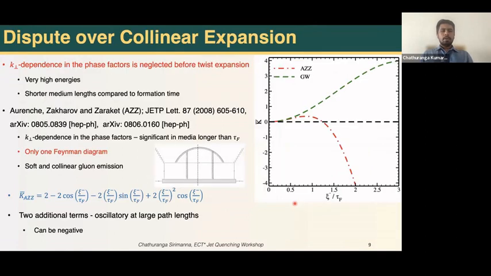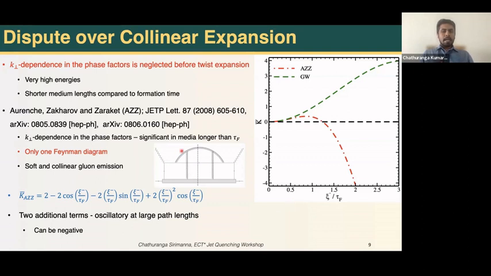Now let's talk about the dispute over collinear expansion. As I said earlier, in the GW calculation, they ignore the K-perp dependence in the phase factors before twist expansion. The argument is that at very high energies and shorter medium lengths compared to formation time, one can ignore this K-perp dependence. But later, Aurenche, Zakharov, and Zaraket argued that K-perp dependence in the phase factors can be significant in the media longer than formation time.